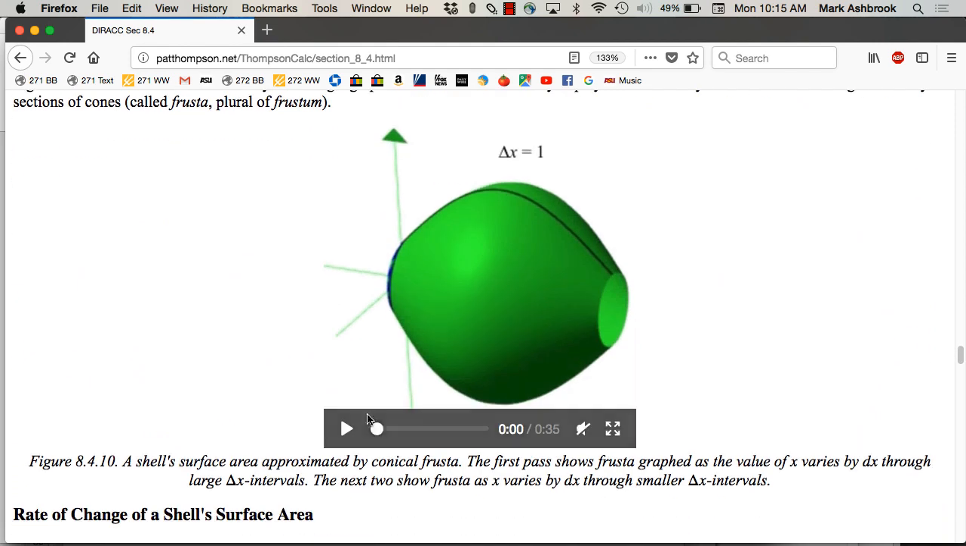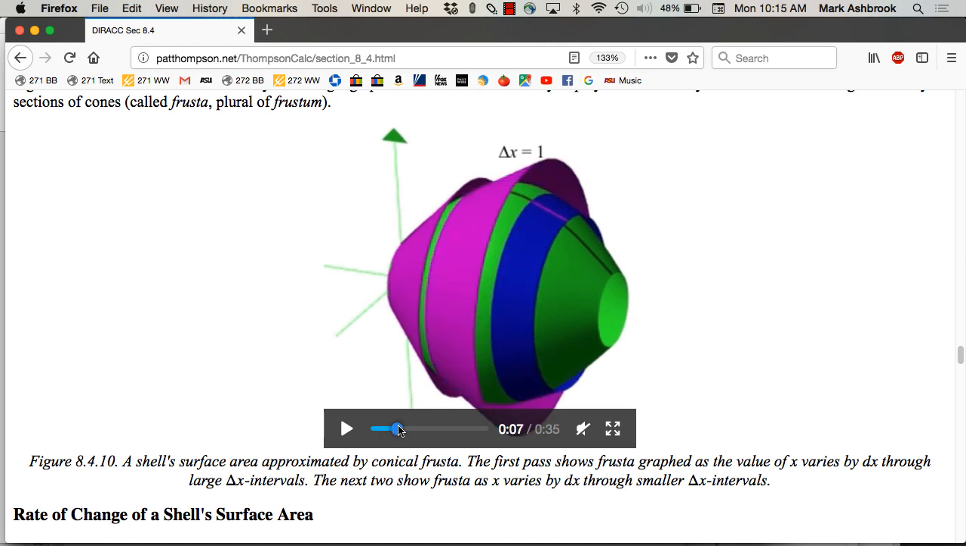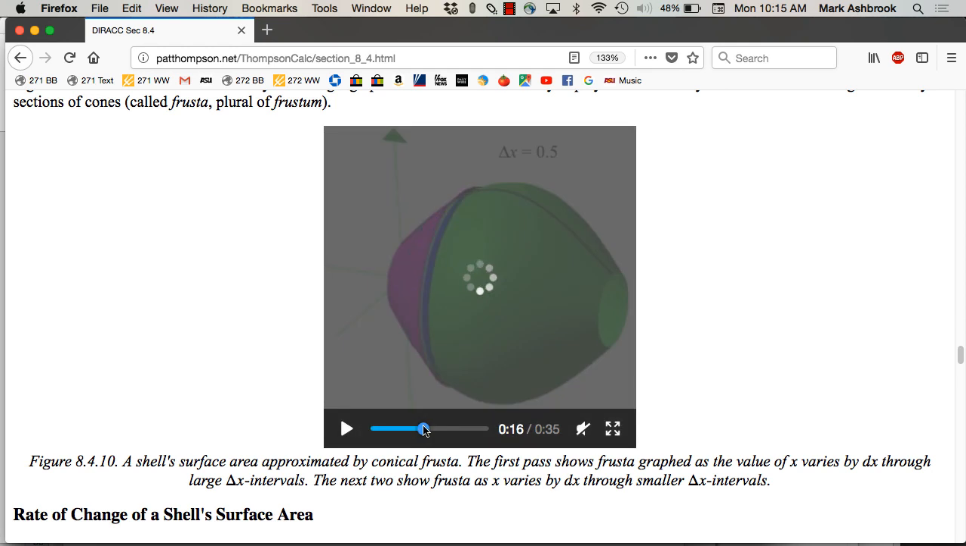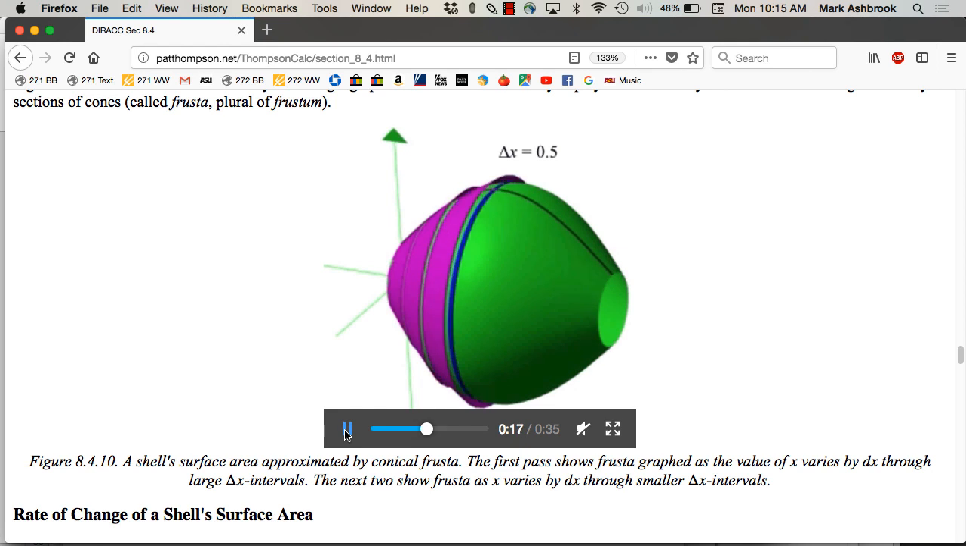So here this shows that. Here's delta x of 1 using what we call frustums. Do you see how they're angled now, according to the curve instead of horizontal? Here's a smaller delta x of 0.5. So let it run here. Do you see how each of those is like a cone that's been chopped, right? And then here's a really small delta x. Now we see that the edges of those frustums, or those little pieces of a right cone, can model surface area correctly. Yeah.